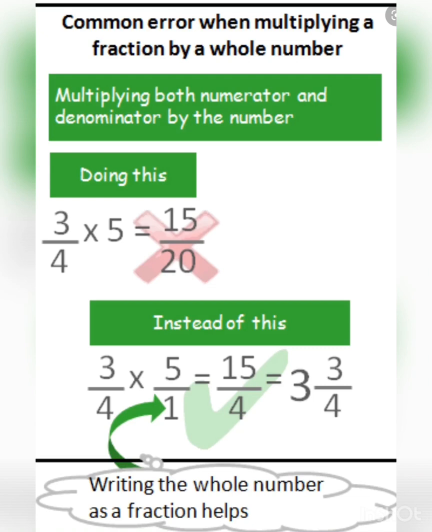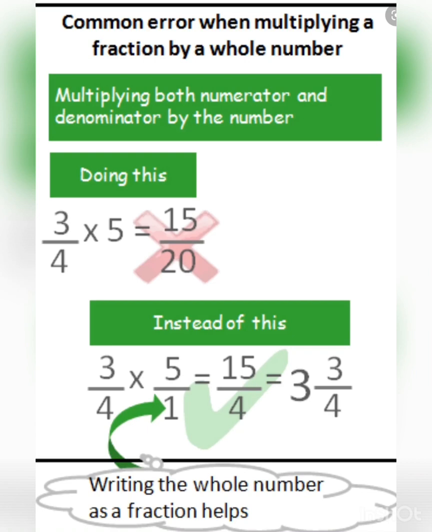But there is a most common error students make while multiplying a whole number with a fraction. That is, they multiply both numerator and denominator by the number. Look here, 3 by 4 multiply 5 equal to 15 by 20.